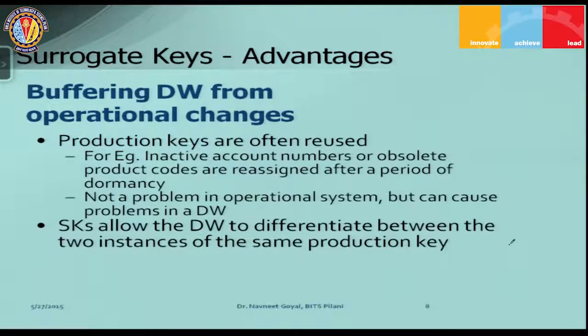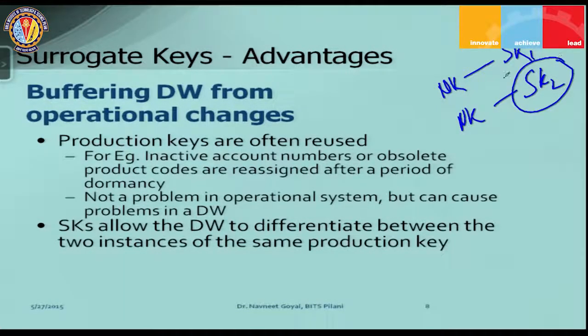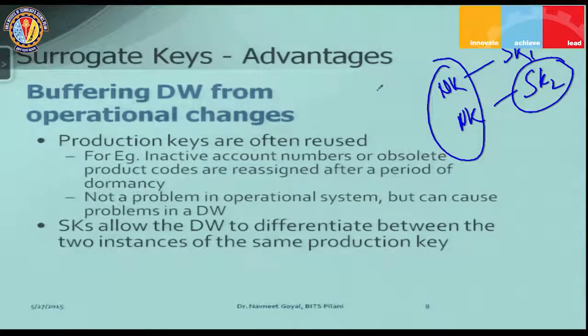What surrogate keys do is allow the data warehouse to differentiate between the two instances of the same production key. You had a natural key which was first assigned to somebody, and now the same key is reassigned to somebody else. Suppose this was SK1. When I do this, I'll assign it a new surrogate key. That helps me differentiate that these are two different instances of this natural key, not the same instance. That's how surrogate keys help in buffering the data warehouse from operational changes. So that is the advantage.